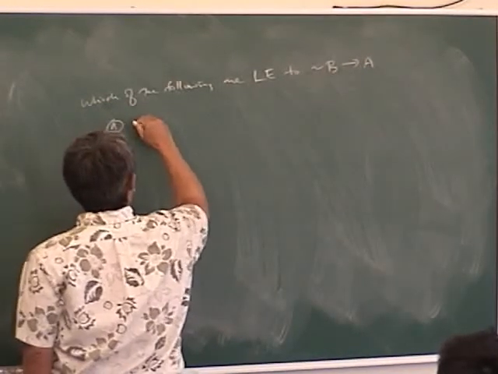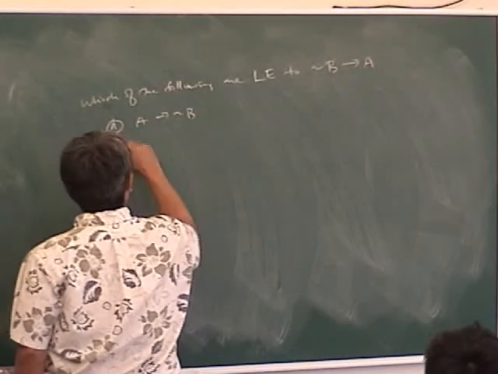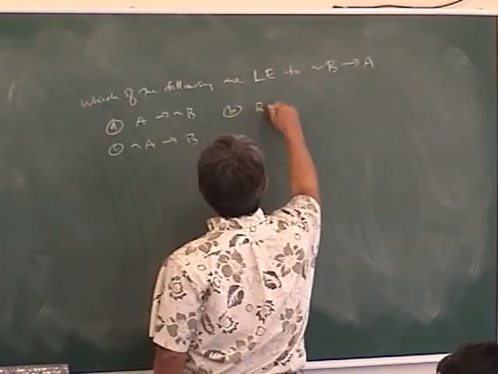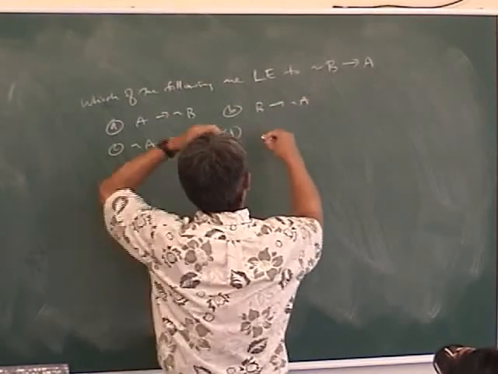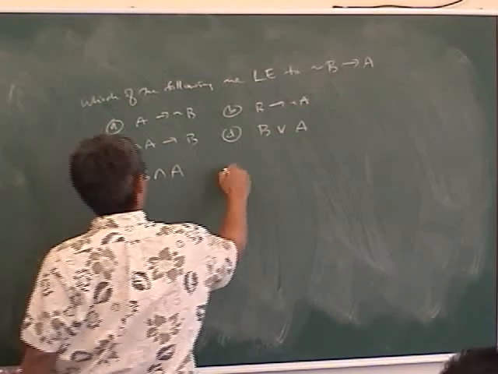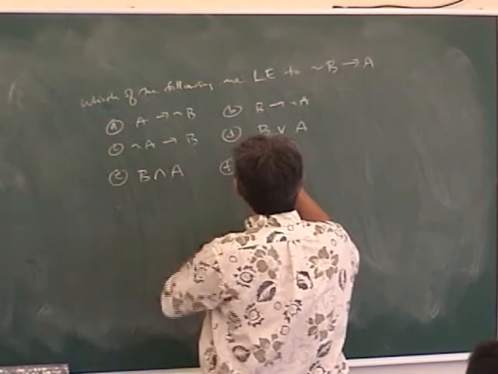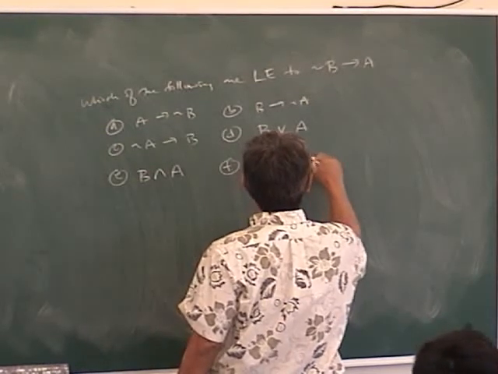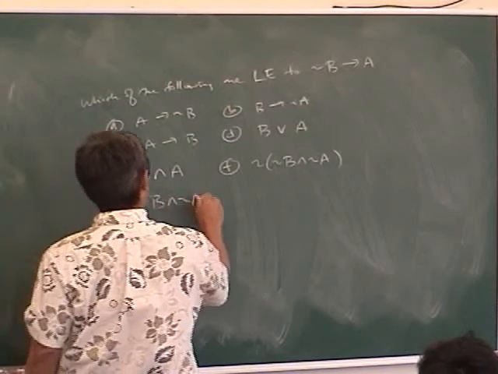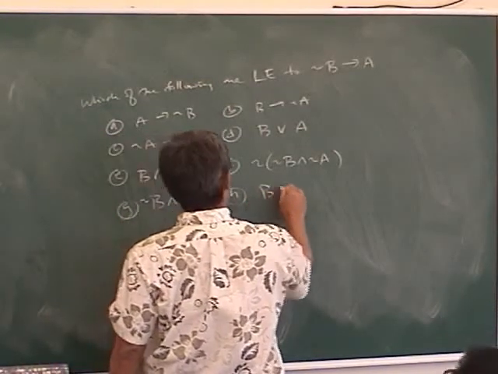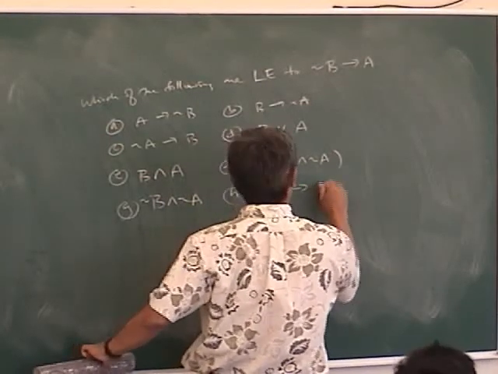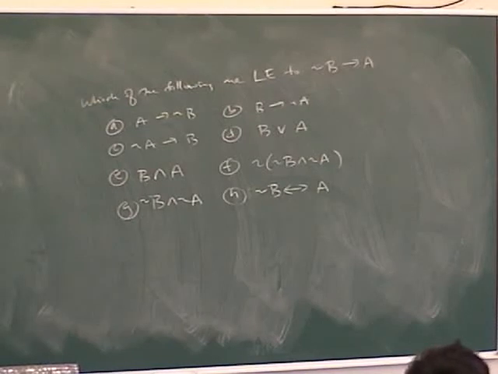Okay, so here, A implies not B. C, not A implies B. Why am I doing C? Because I'm going to put B over here. B implies not A. E, B or A. F, B and A. G, not B and not A. And H, B or A. Well, we already got them. Not B if and only if A. So which ones are logically equivalent to that?